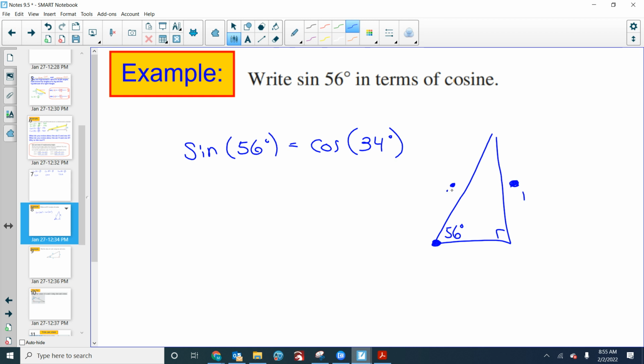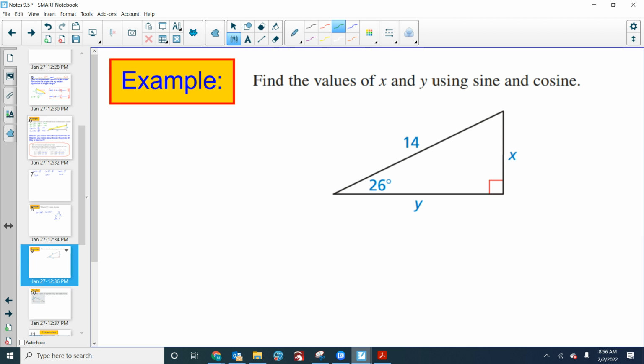This side first. This side is the denominator. Isn't this angle 34? What's the cosine of this side? Well, adjacent over hypotenuse. Oh, look, they're the same. If they're the same ratio, then they're equal. Now, let's do it in real life. All right, let's practice.